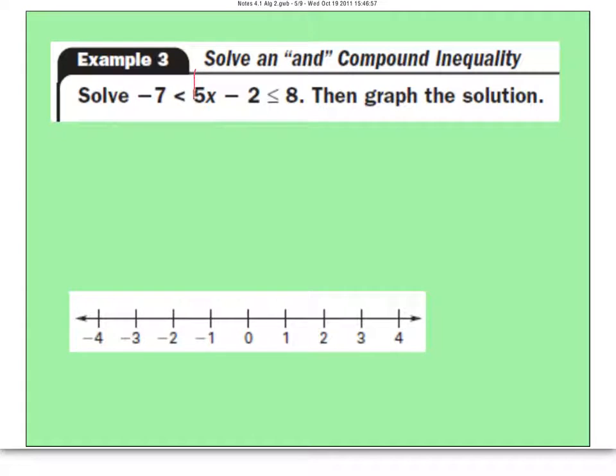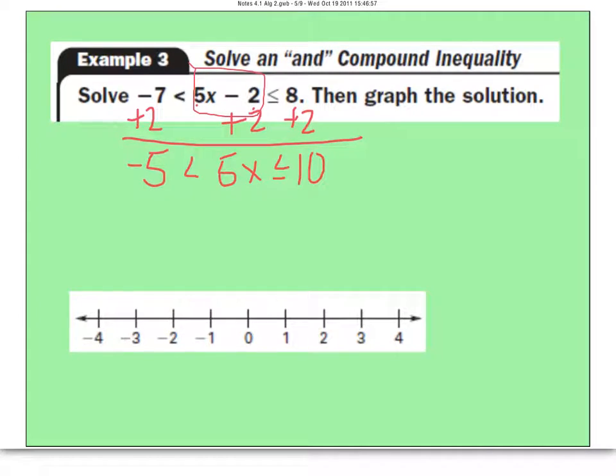So if you just look at this middle part, you have to clear it out so it's just x by itself. So just like a normal equation, what you would do to get x by itself is first you'd move the 2 and then you'd move the 5. So we need to move the minus 2 by adding 2. So I'm going to add 2 there. And if it was an inequality with just the 8, I would add a 2 here. But if it was an inequality with just the negative 7, I would add the 2 over here. So you really just do, again, two problems at once. That leaves us with negative 5 less than 5x, which is less than or equal to 10.